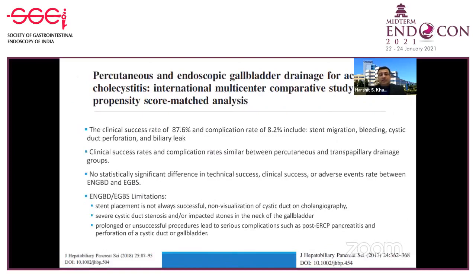The clinical success rate of endoscopic gallbladder drainage is as high as 87%, with a low complication rate of 8%, which primarily includes stent migration, bleeding, cystic duct perforation, and biliary leak. The clinical success and complication rates are similar between percutaneous and transpapillary drainages. There was no statistically significant difference in the technical or clinical success rates or the adverse event rate between endoscopic nasogallbladder drainage and gallbladder stenting.